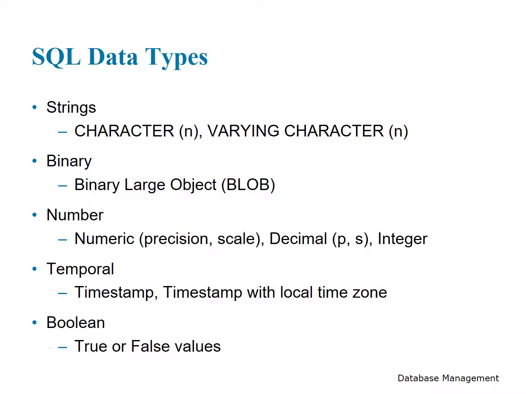Temporal: TIMESTAMP WITH LOCAL TIME ZONE stores a moment an event occurs using a definable fraction of a second precision. Value adjusted to the user session time zone, available fully in DB2 and Oracle. Boolean: true or false value. Stores a truth value: true, false, or unknown.